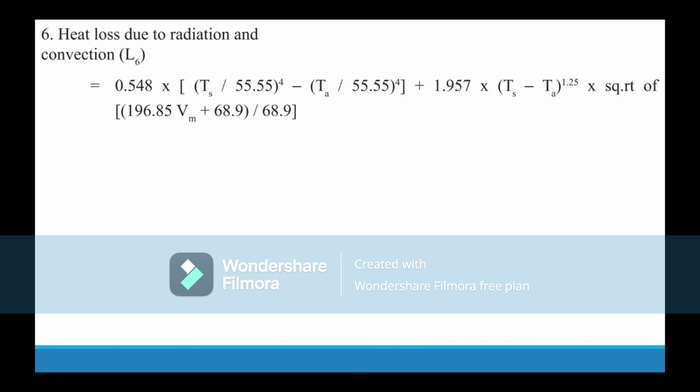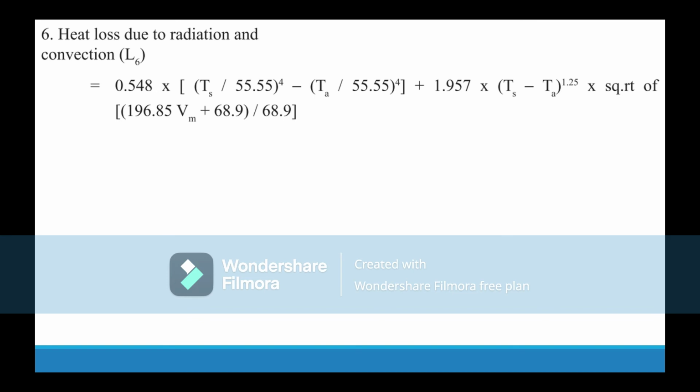Then next loss, heat loss due to radiation and convection. In the previous lecture, I told you the calculation for radiation and convection loss is very difficult. Therefore, we can assume the loss value for various types of boilers from 1 to 2%. But in that problem, they are giving some data to calculate the radiation and convection loss. Therefore, we can substitute the values and calculate the exact amount of loss.